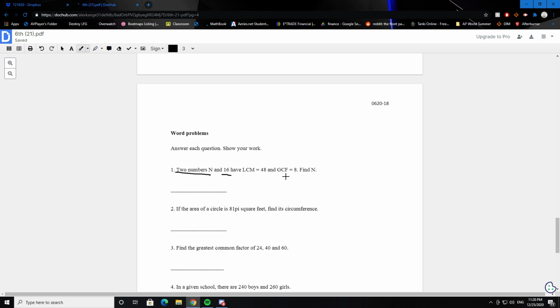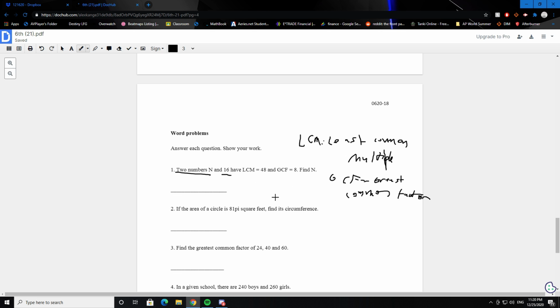Now, LCM and GCF. LCM is least common multiple, and GCF is greatest common factor. Apologize for the handwriting. I am writing on a mouse and it's not the easiest thing to do. So they're asking you to find the n.